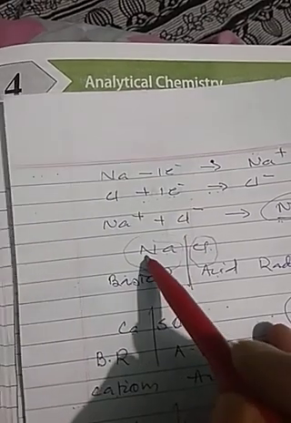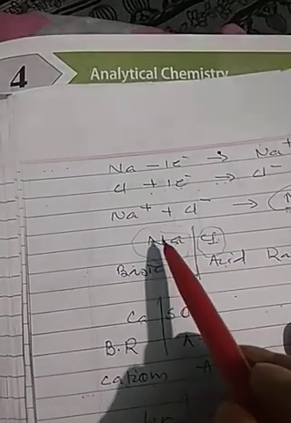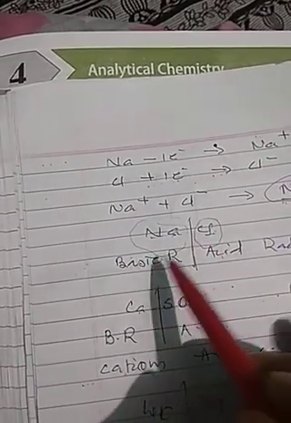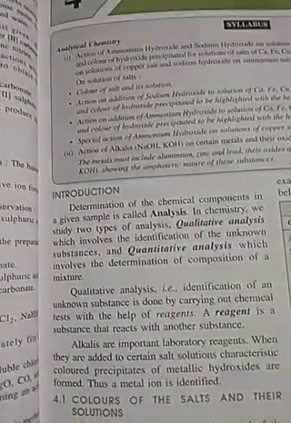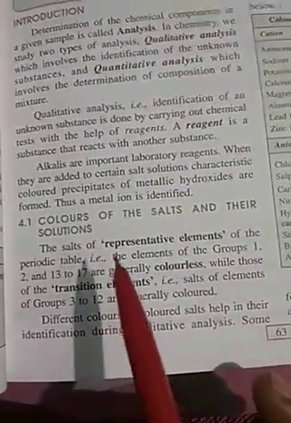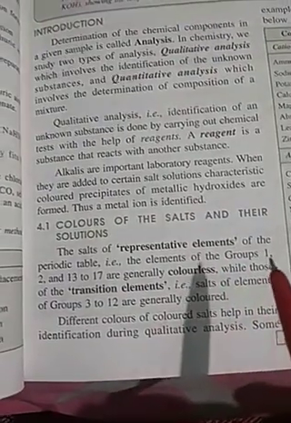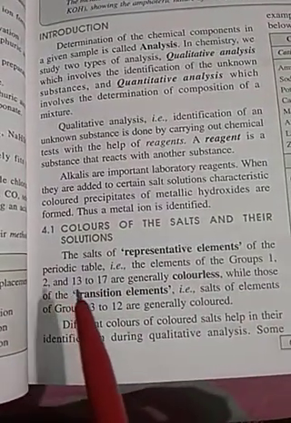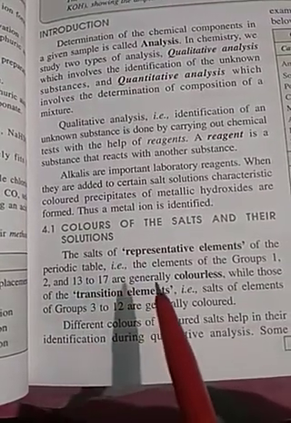We know that salts are made up of a metal and a non-metal, or a group of non-metals, which means salts are made up of basic radicals and acid radicals. Basic radicals are metals. In the periodic table we have studied representative elements. What are representative elements? Groups 1, 2, 13, 14, 15, 16 and 17.